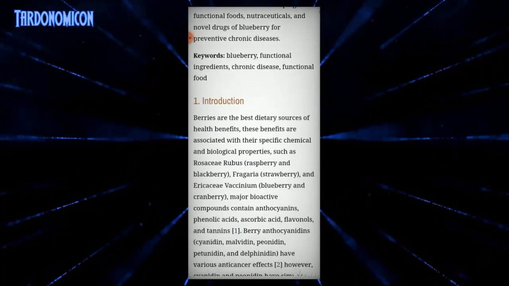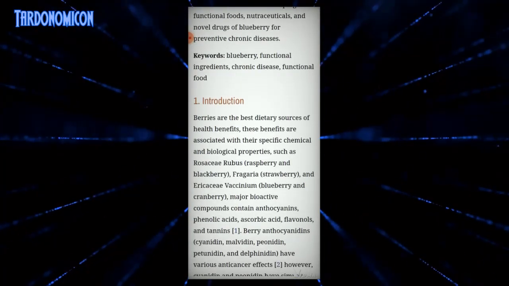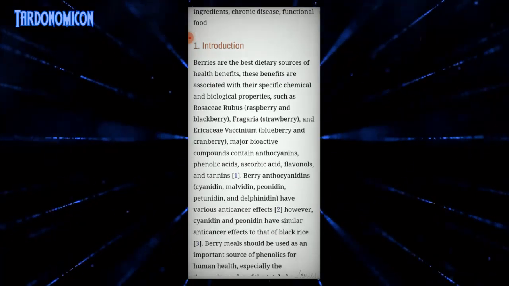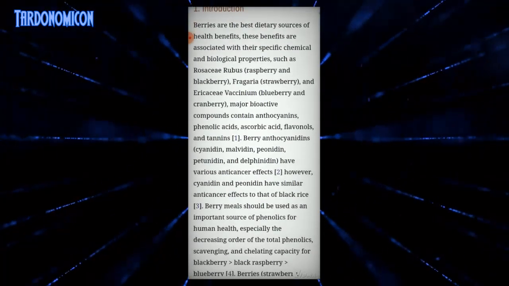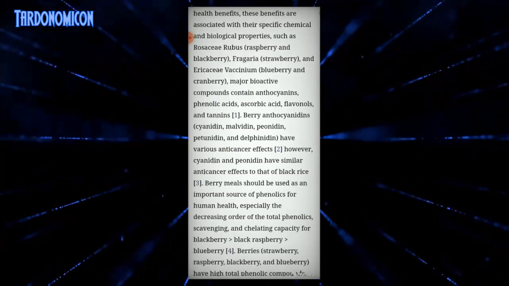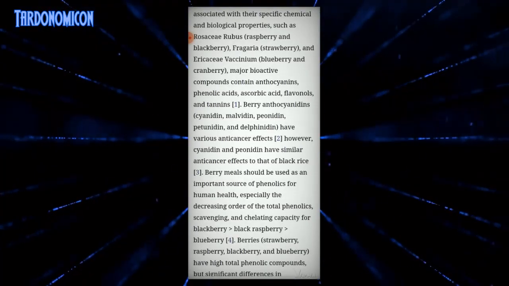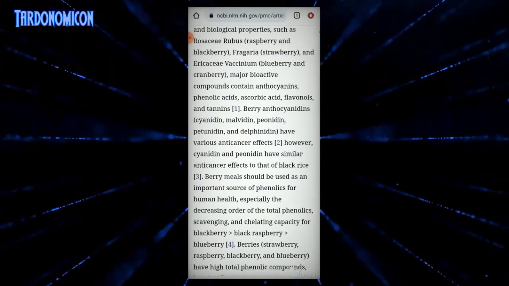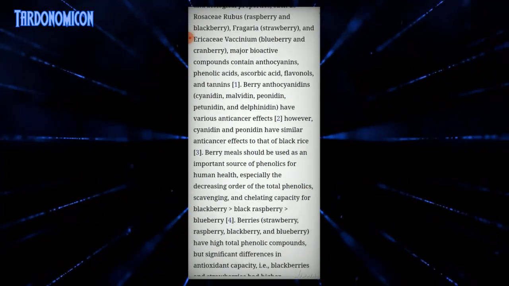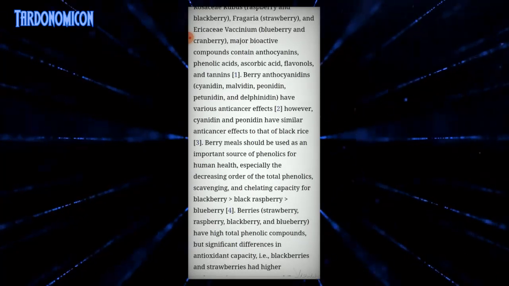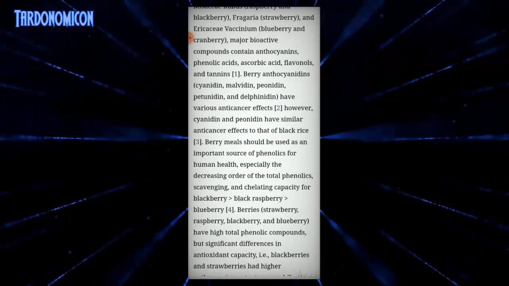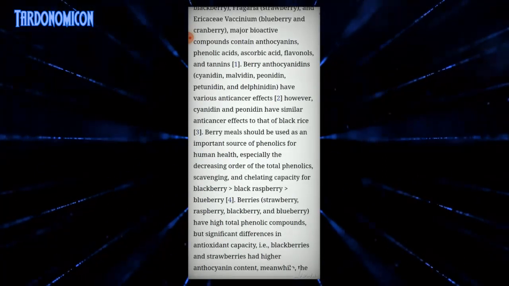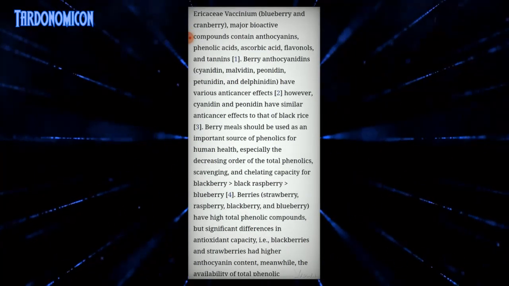Berries are the best dietary sources of health benefits. These benefits are associated with their specific chemical and biological properties. Raspberry, blackberry, strawberry, blueberry and cranberry contain major bioactive compounds: anthocyanins, phenolic acids, ascorbic acid, flavanols, tannins, and anthocyanidins such as cyanidin, malvidin, peonidin, petunidin.